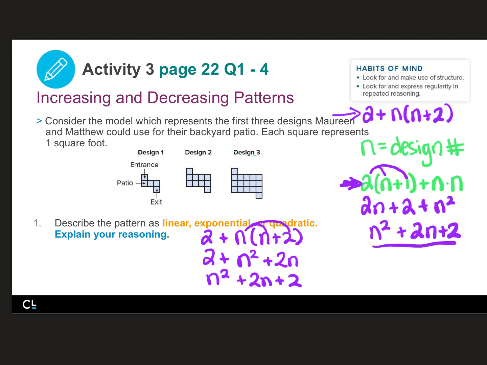So we have shown that those 2 expressions are equivalent. It just depends on how you want to look at it. If you look in the book, there's also Maureen's on the next page that you can take a look at. Maureen took it as a big square, and then she removed with subtraction these 2 rectangles. And then you have Matthew's, which also matches this n squared plus 2n plus 2.